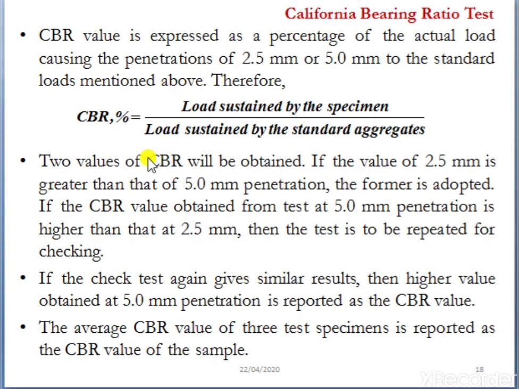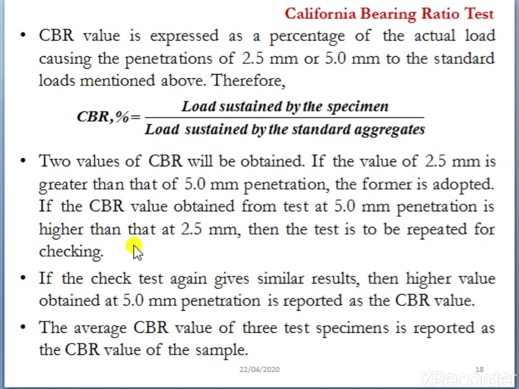So two values of CBR will be obtained. If the value at 2.5 mm is greater than at 5 mm penetration, the former is adopted. If the CBR value obtained from the test at 5 mm penetration is higher than that of 2.5 mm, then the test is repeated for checking. As I already said, the CBR value most of the time decreases with increase in depth. So when the value of CBR is more at 5 mm penetration depth than at 2.5 mm depth, we need to cross check the value.